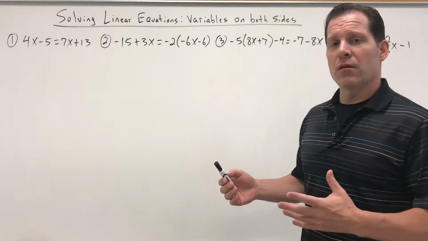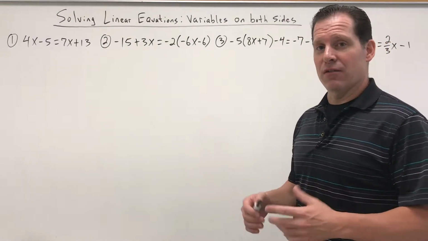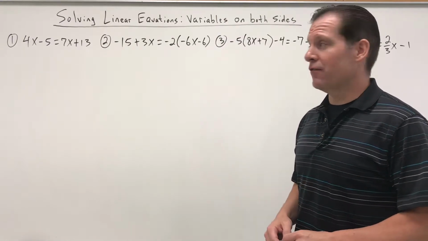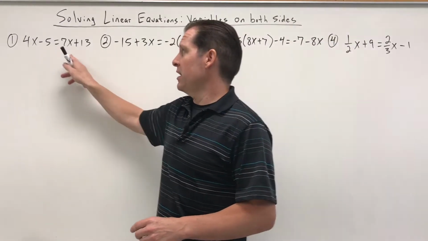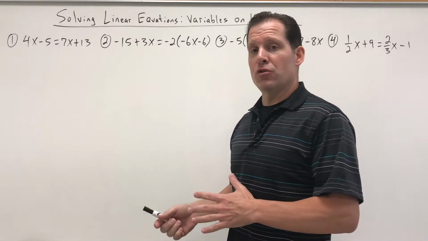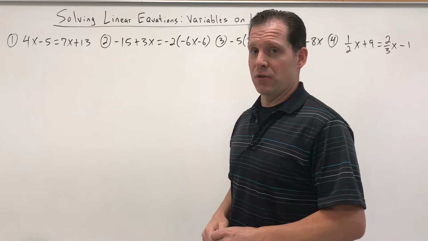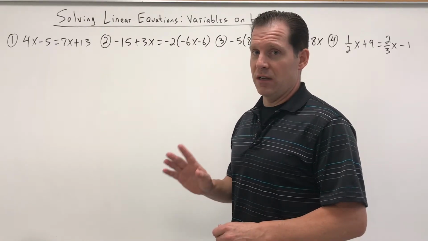Remember that the point is to get the x by itself. We're solving for x, so in order to do that, we have to get the variable isolated and get it by itself. So here, with the variables on both sides, you have to make a decision. Do you want to move the x terms first, or do you want to move the constant terms? It's totally up to you. As long as what you do is correct, it's okay.